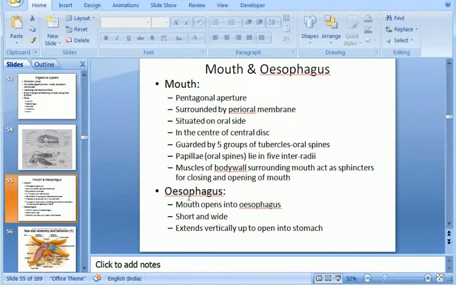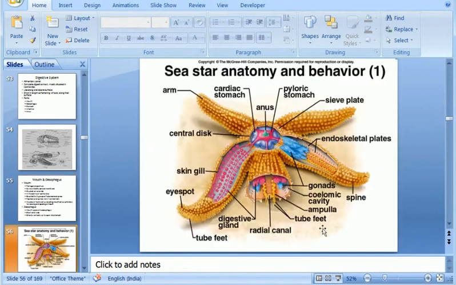Next is the esophagus. The mouth leads into the esophagus, which is short and wide and extends vertically up to open into the stomach. Here in this diagram, we again want to look at these structures. So here, this purplish part is the cardiac stomach.